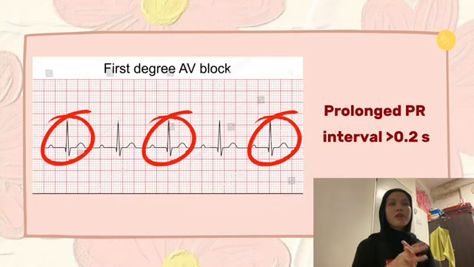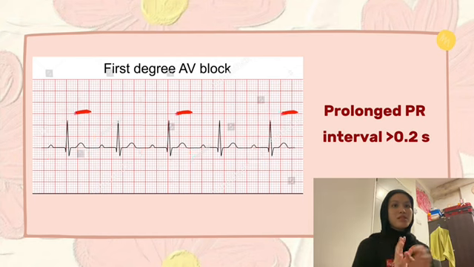So first degree AV block is a prolonged PR interval of more than 200 milliseconds or more than 0.2 second, which means that all electrical impulses reach the ventricles, but they are delayed. And also patients are usually asymptomatic for this first degree AV block since it is not severe yet.